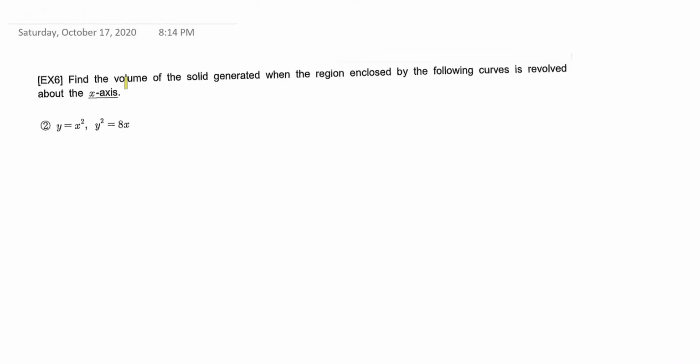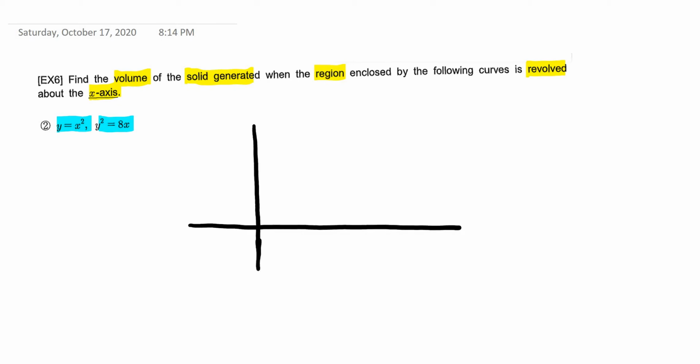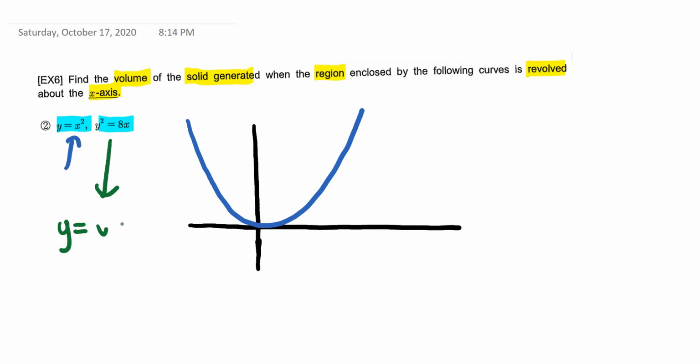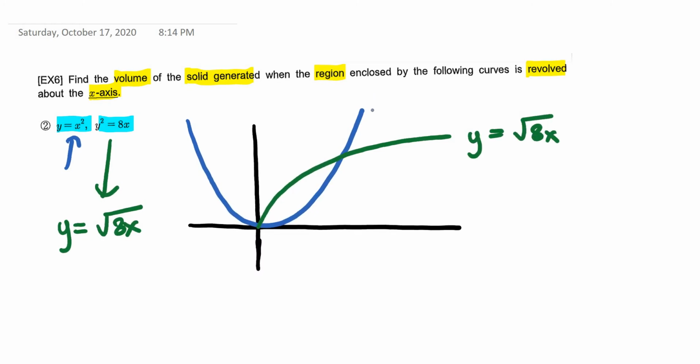For question number 2, I need to find the volume of the solid generated when the region enclosed by the following curves is revolved around the x-axis. So I have two functions, 1 and 2, so that's a good sign that I need to use the washer method. Before I use the washer method, let's go ahead and just graph the two functions to see what area is being rotated. If I take a look at y equals x squared, that's just a simple parabola. And if I take a look at my next equation here, if I isolate for y, that's going to be y equals the square root of 8x, and that's going to look like this. There's y equals root 8x, and this is y equals x squared.